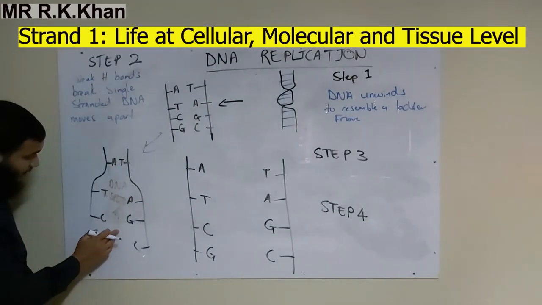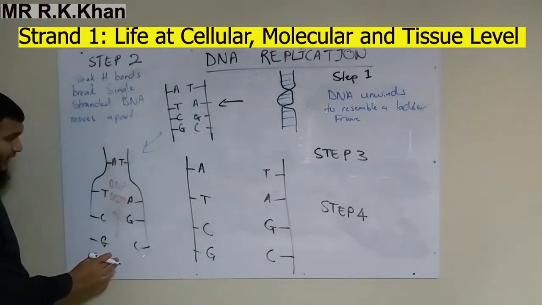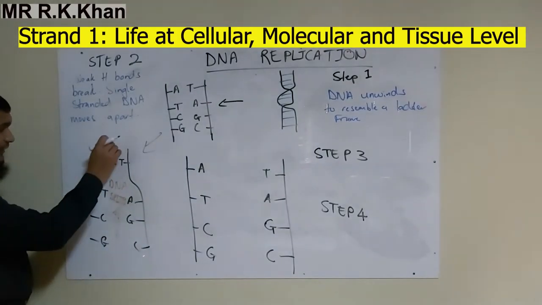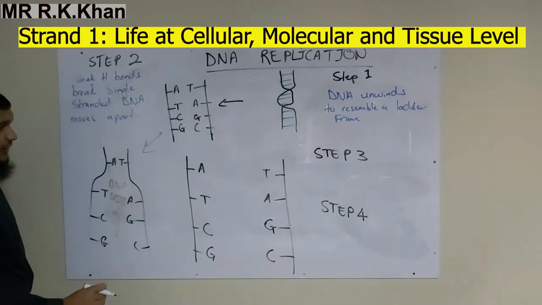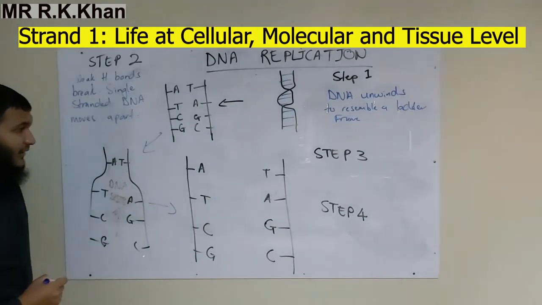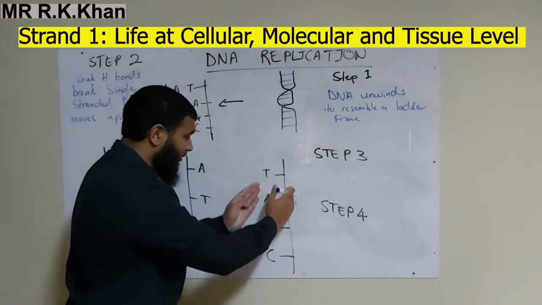So all these weak bonds between C and G, G and C, A and T, they break apart. All right, they break apart so that we have a single strand of DNA here and a single strand of DNA here. Now we move on to step three. What happens in step three? We have our single strand DNA, we have our single strand DNA.